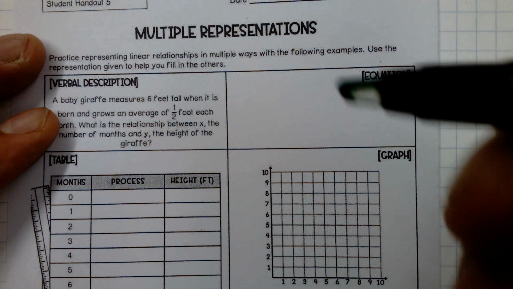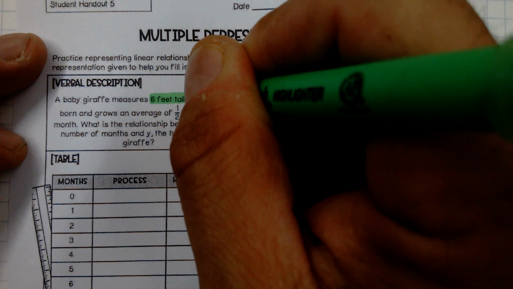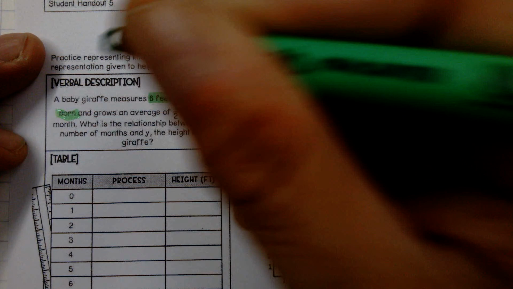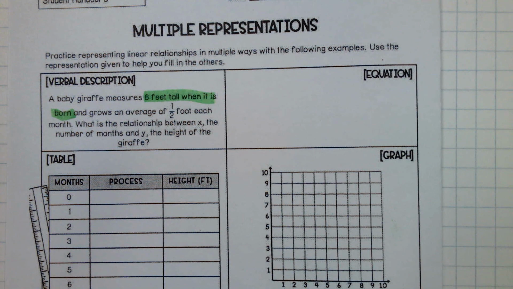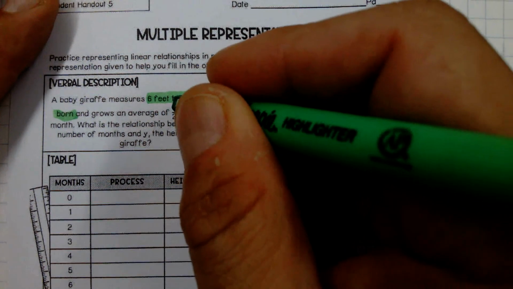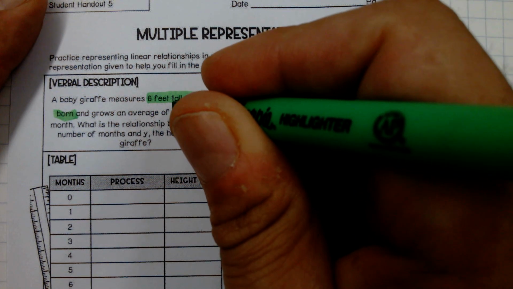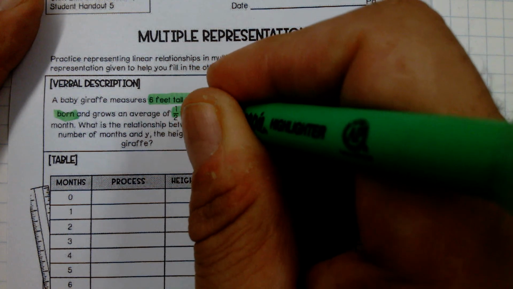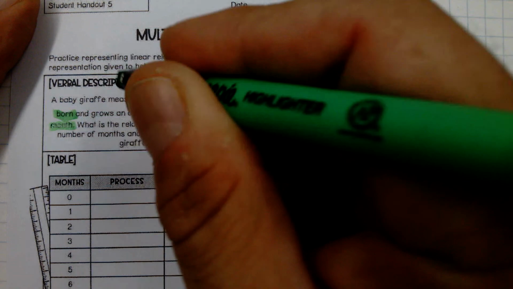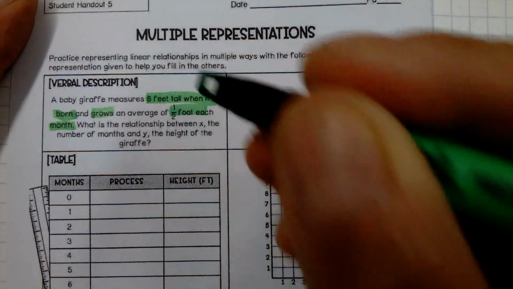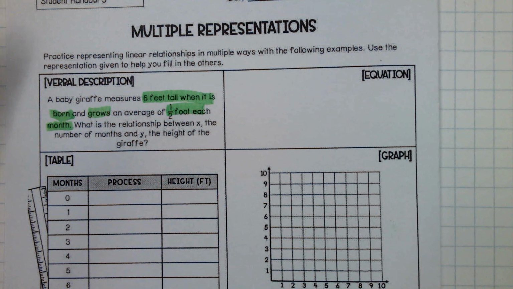Baby giraffe measures 6 feet tall when it is born. So if you have a highlighter, some way to underline that, that would be a good idea. And grows an average of a half foot each month. Grows a half foot each month. And I don't want you to discount this information.